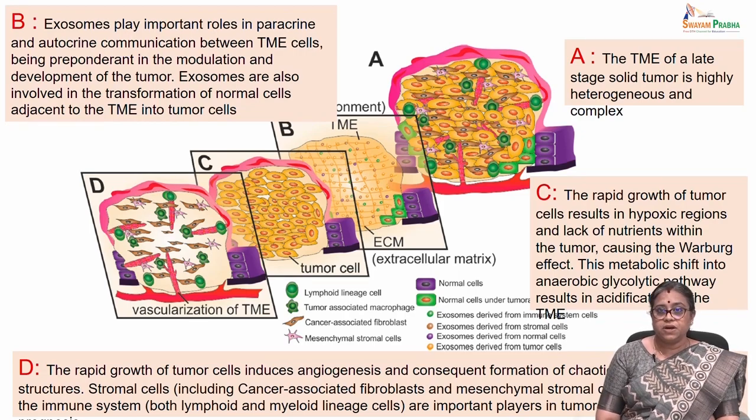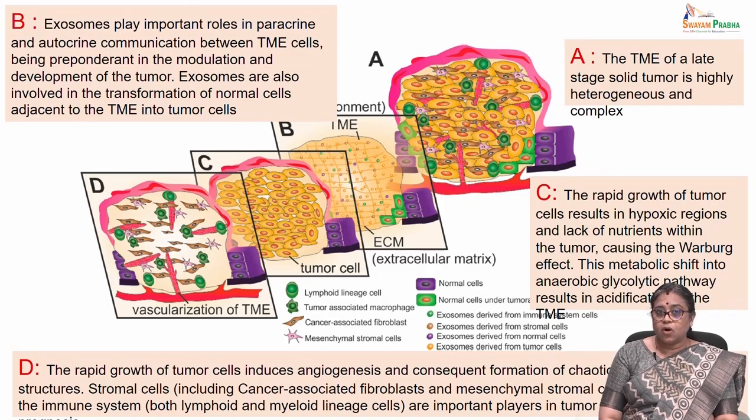Now, the picture here shows the different components of a tumor microenvironment. The cartoon A is the tumor microenvironment of a late stage solid tumor. So you can see that it is highly heterogeneous and complex. You have several different types of cells present in this tumor microenvironment. You have the normal cells and the tumor cells, and the whole atmosphere is highly heterogeneous and it leads to the formation of desmoplasia.